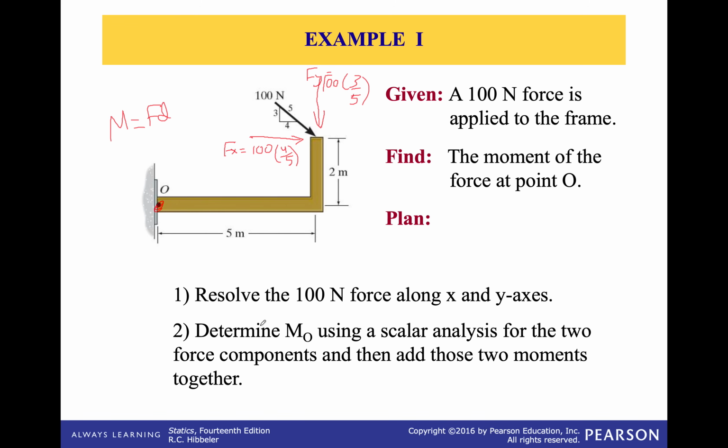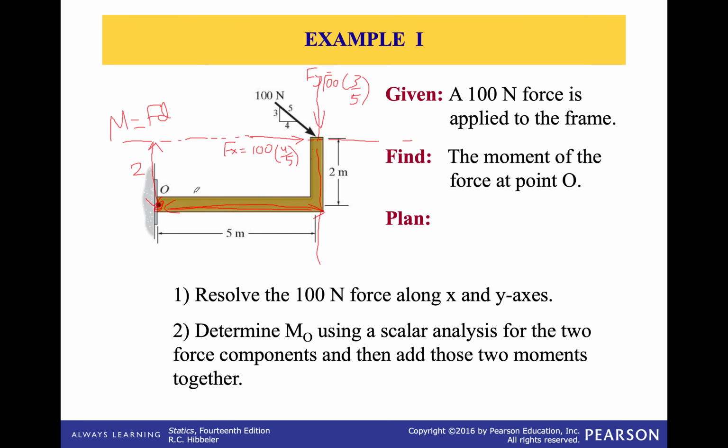Then we need to find the moment using a scalar analysis for the 2 component forces, and then add those 2 components together. We need to find the distances. Remember that the distances have to be perpendicular to the line of action. For Fx, the distance between the point and the line of action is this distance here, which is 2. And for the line of action of Fy, the perpendicular distance is this one here, which is 5.